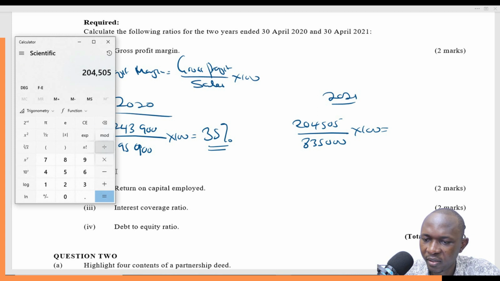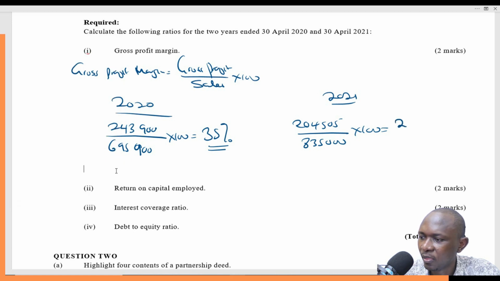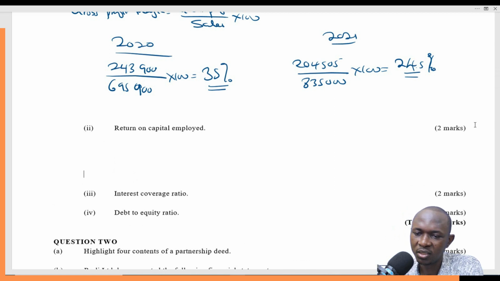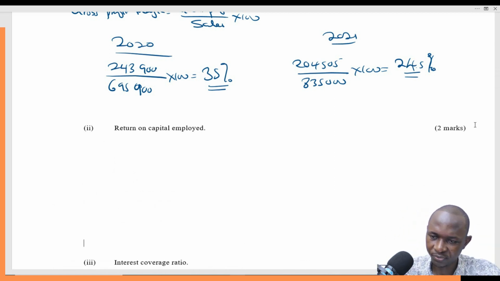204,505 divided by 835,000. That gives us, times 100, of course, 24.5%. That becomes our gross profit margin. So gross profit margin, this is 35%, this is 24.5%. You need to know what that means. The next question might want to ask you that.